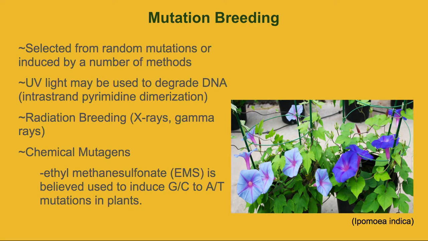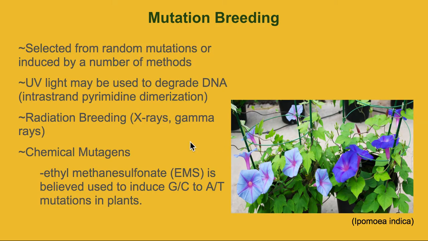In this slide we take a look at mutation breeding, a method of genetic modification that was first practiced in the 1940s, and it involved using a number of mutagens in order to produce mutations in the genome of the plant they were trying to modify. Some of the ways in which they induce such mutations are with UV light. UV light would degrade DNA, and in particular it was noticed that it would cause interstrand pyrimidine dimerization, meaning the pyrimidine base pairs would bond with one another and disrupt transcription.